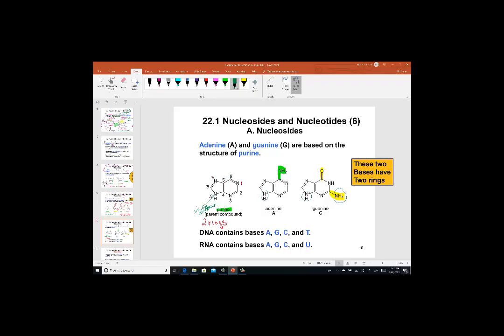We'll then pick up, and again, remembering that DNA contains 4 of the 5 bases, and RNA contains only 4 of the 5 bases. What's in common? Adenine, guanine, and cytosine. And what's different? DNA will contain thymine, whereas RNA replaces thymine with uracil. T is replaced by U.